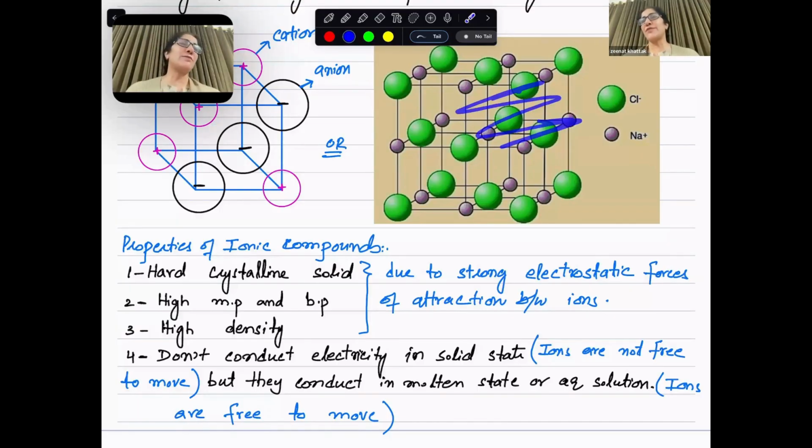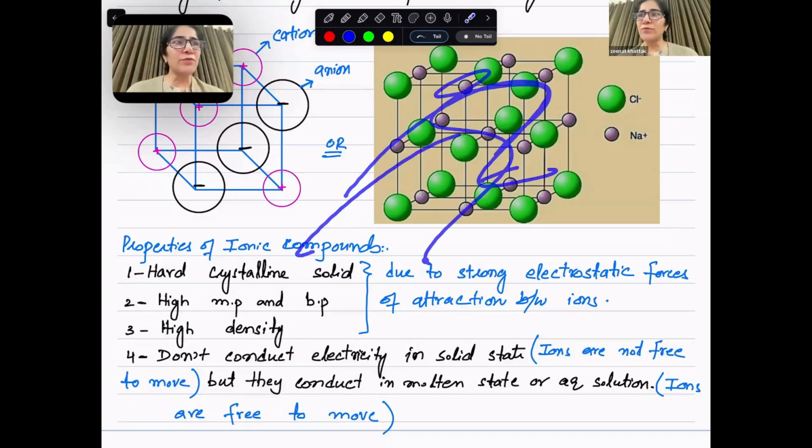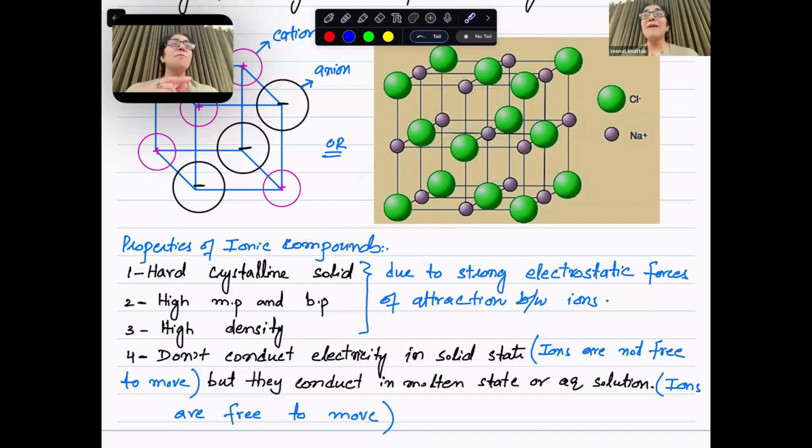The point is, if the ions are fixed, they don't conduct. But if the ions are moving, they will conduct. How to make these ions move? Put them in water. If they dissolve, the ions will start moving freely in water. If you melt it, the ions will be moving. When the ions are moving, it will conduct electricity.